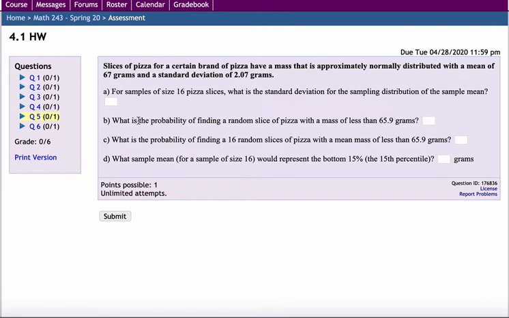What is the probability? Stop reading right there. You might be able to discern which calculator function you're going to be using, inverse norm or normal CDF, just on that. What is the probability of finding a random slice? So just one slice here.